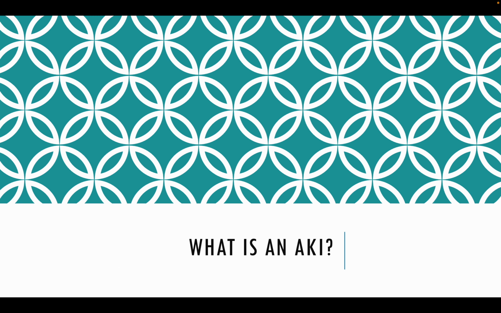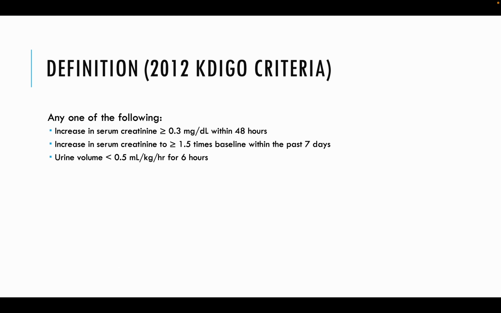To begin, what is an AKI? Nearly everyone defines this according to the 2012 KDIGO criteria, which are in the process of being updated, but for the time being, these are your possible definitions. Increase in serum creatinine greater than 0.3 milligrams per deciliter within 48 hours, increase in serum creatinine to 1.5 times baseline or greater within the past 7 days, or urine volume less than 0.5 mL per kilo per hour for 6 hours.